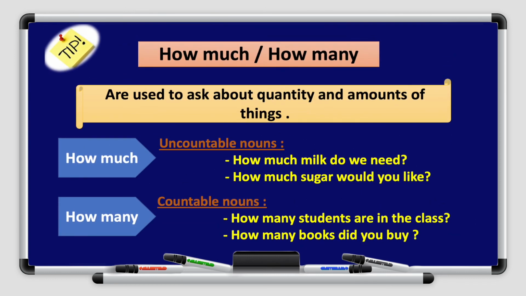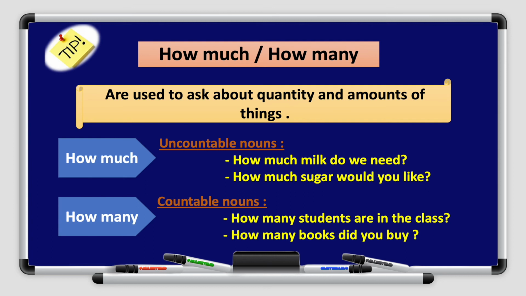And now we reach the last part of this episode. How much and how many? How much and how many are used to ask about quantity and amount of things. But when can we use how much or how many? We use how much to ask about uncountable nouns. How much milk do we need? Or how much sugar would you like? We cannot count the milk or the sugar.